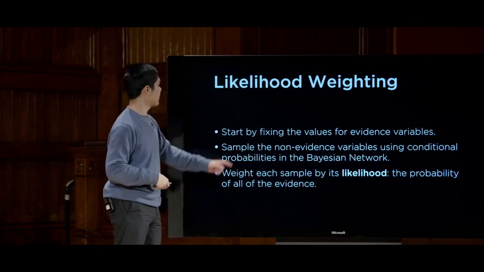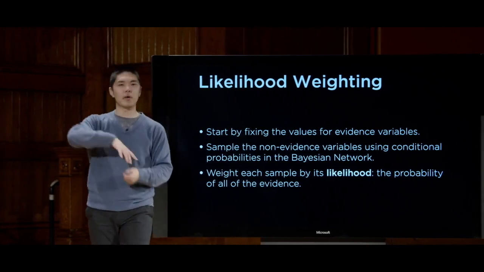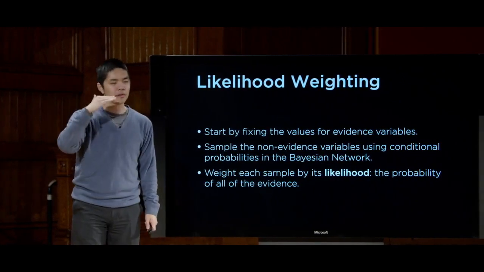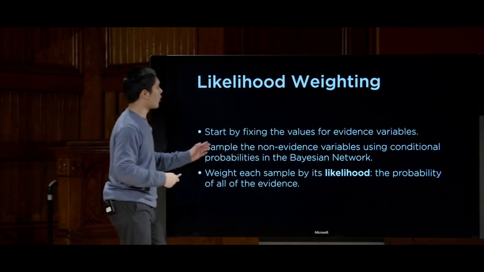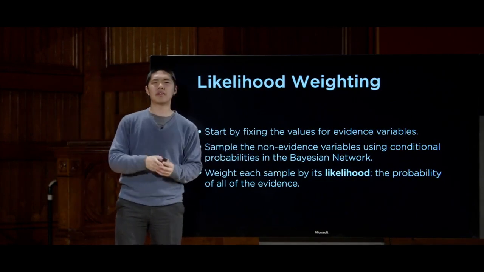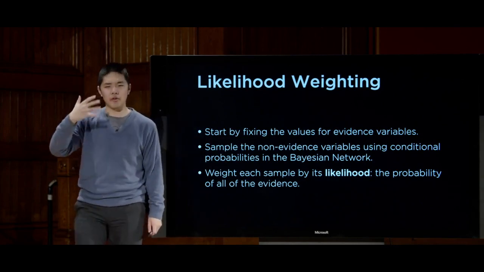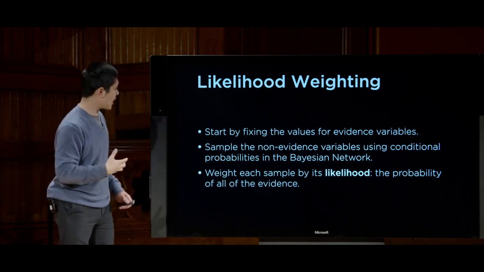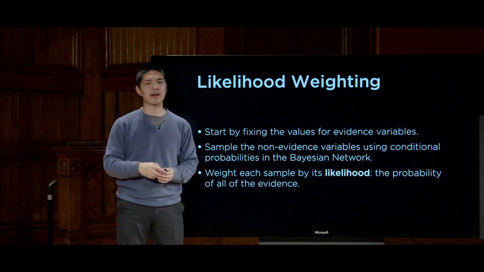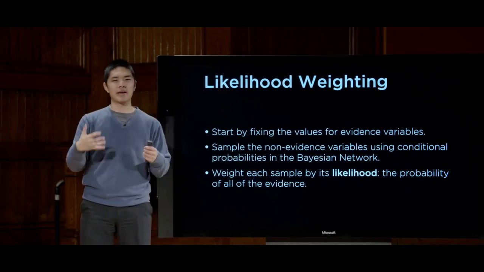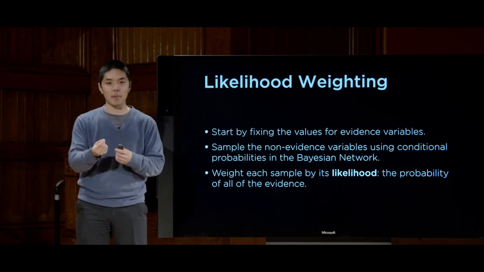And so what we'll do is we'll start by fixing the values for the evidence variables. Rather than sample everything, we're going to fix the values of the evidence variables and not sample those. Then we're going to sample all the other non-evidence variables in the same way, just using the Bayesian network, looking at the probability distributions, sampling all the non-evidence variables. But then what we need to do is weight each sample by its likelihood, right? If our evidence is really unlikely, we want to make sure that we've taken into account how likely the evidence was to actually show up in the sample.